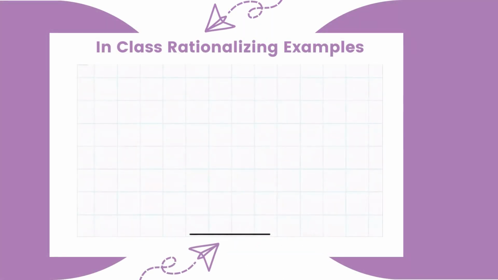Let's say we had 1 over root x. What we would do is multiply root x by both the numerator and denominator. And this will leave us at root x over x. Okay? If we had, let me write down an example.